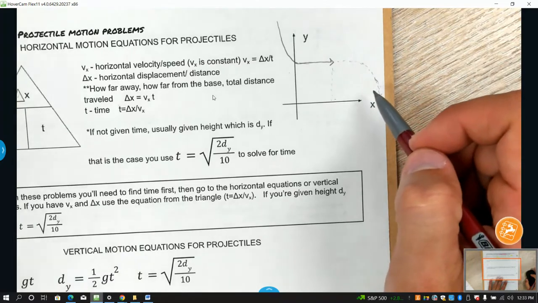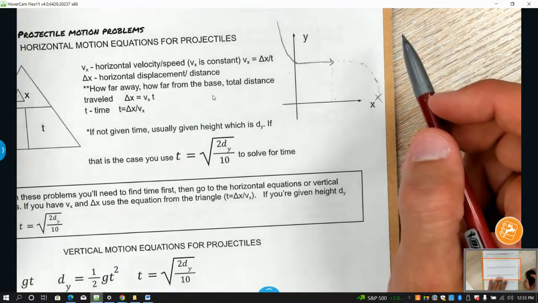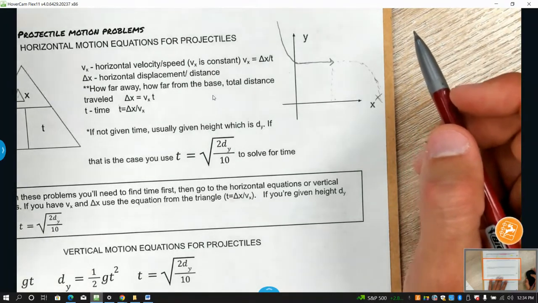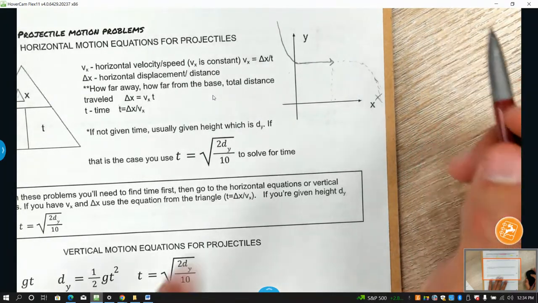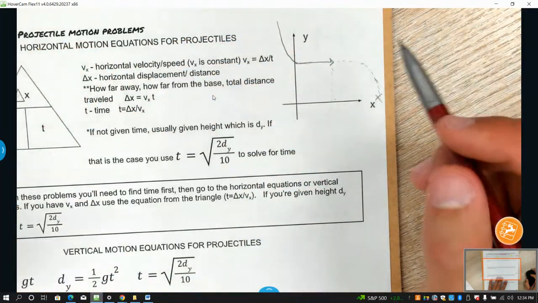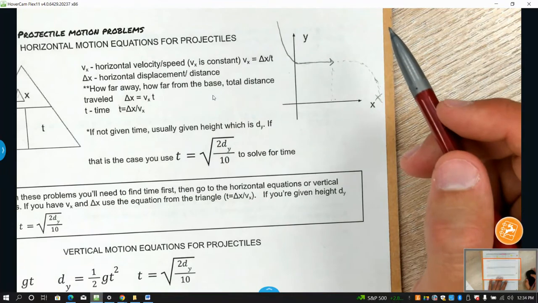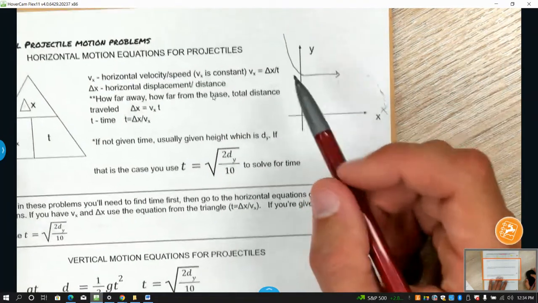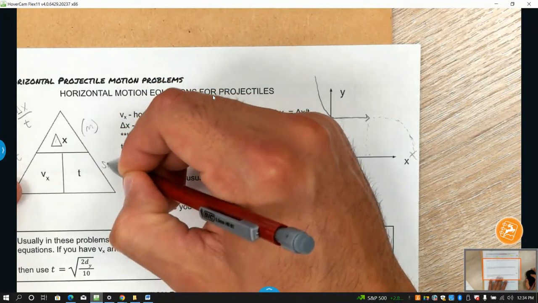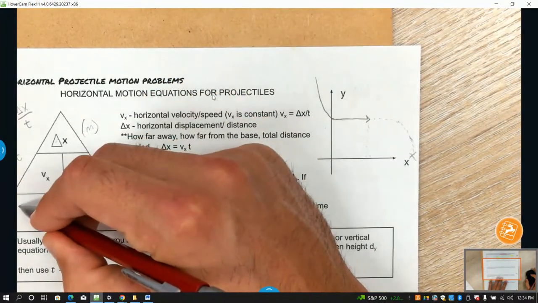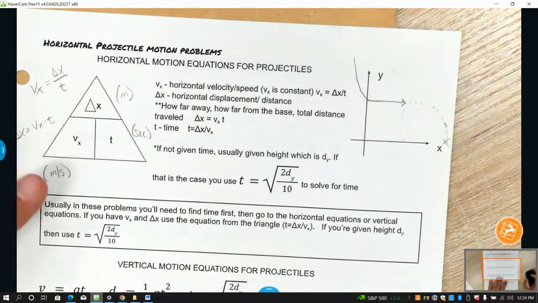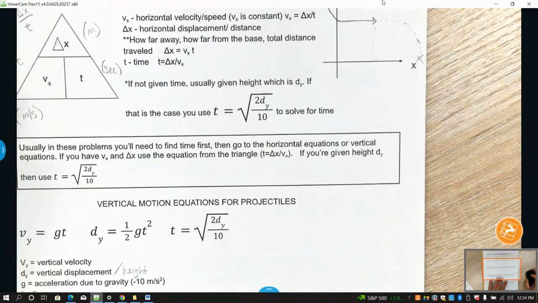If you were to roll a pencil off your desk or a ball off your desk, and I ask, how far away does it land? If you just use your hand to show how far out it goes, you should then realize you're looking for the horizontal spot. All right, so delta x is in meters, time is in seconds, velocity in meters per second, if it's there.